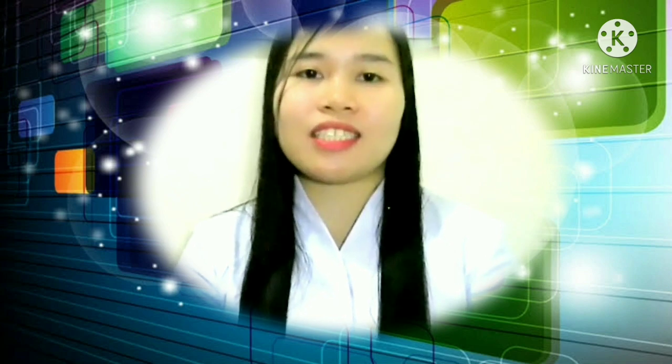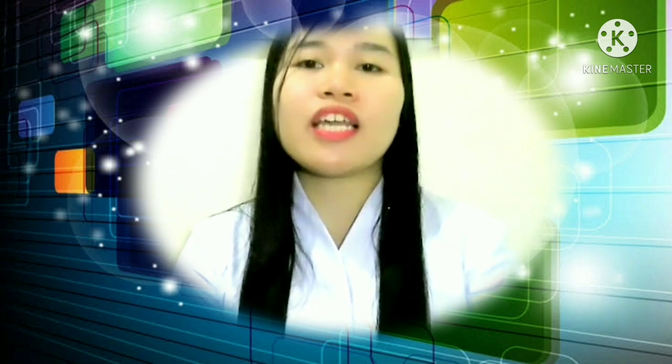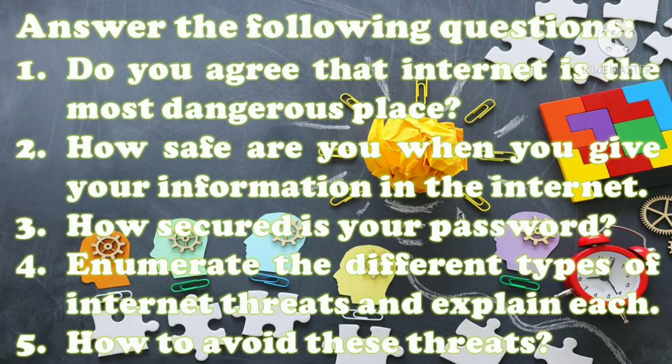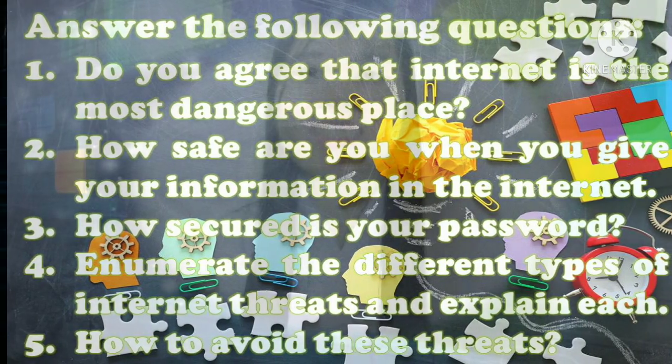I know that you are so familiar now with internet threats. So, for our activity today, I want you to answer the following questions. Number 1, do you agree that the internet is the most dangerous place? Number 2, how safe are you when you give your information on the internet? Number 3, how secured is your password? Number 4, enumerate the different types of internet threats and explain each. Number 5, how to avoid these threats.